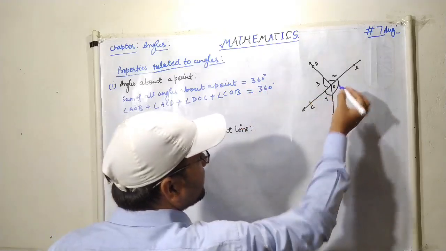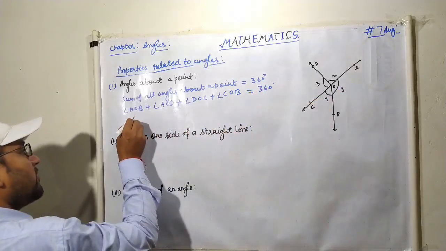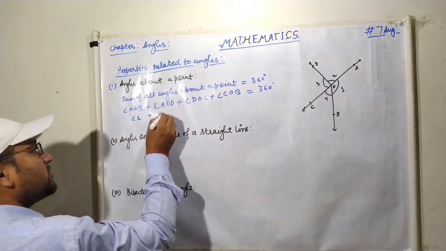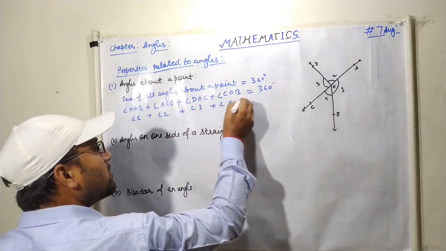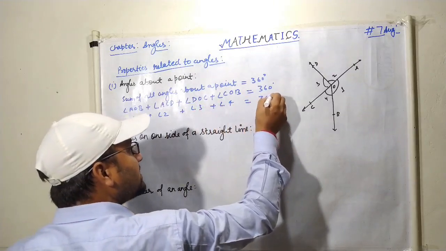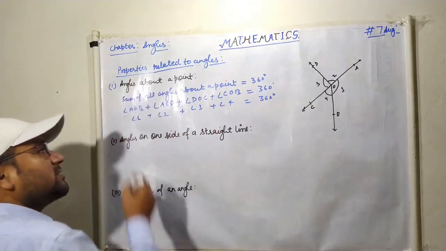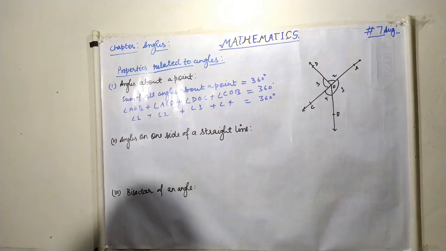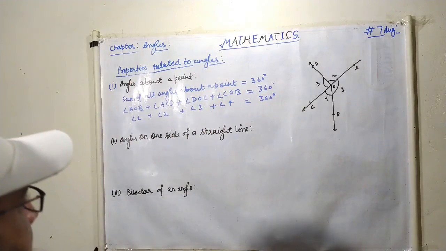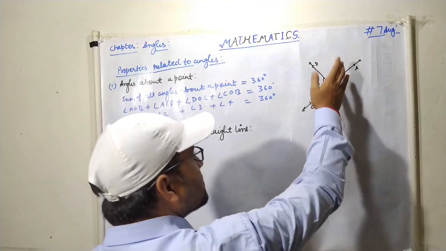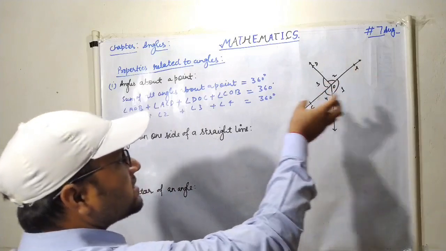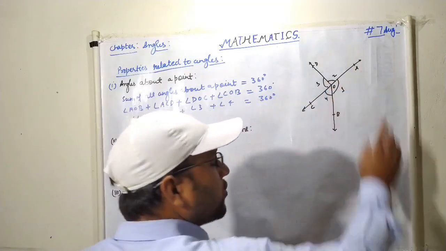I have supposed this angle 1 plus angle 2 plus angle 3 plus angle 4 is equal to 360. So this is the first property related to angles. Sum of all angles about a point is equal to 360. If suppose this angle 1 is not given, others are given, add those and subtract from 360, you will get the unknown angle.